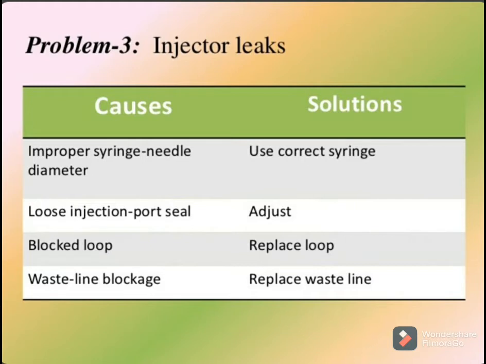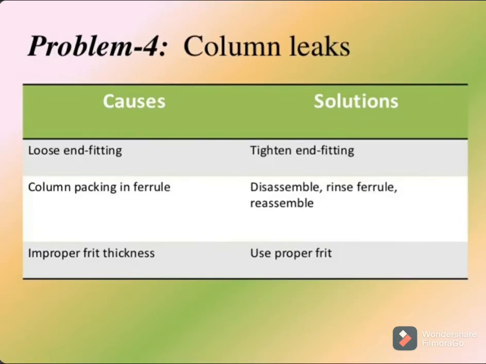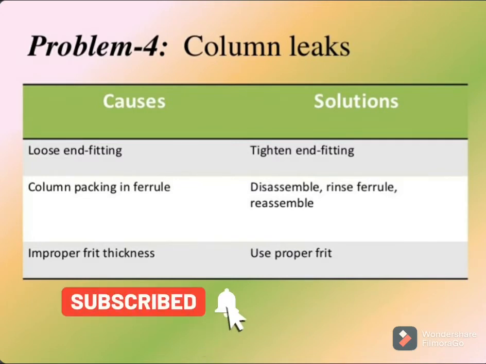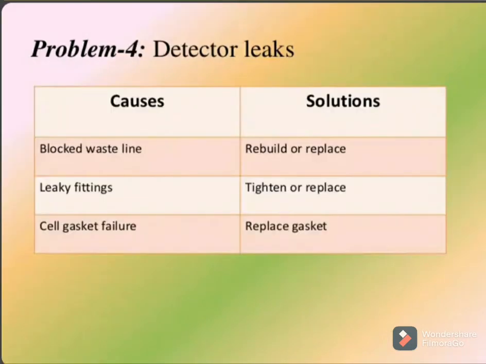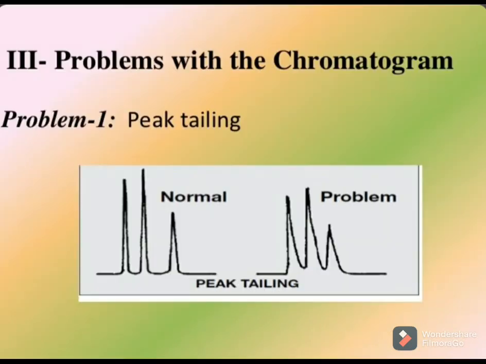Next is problem 4, column leaks. What is the cause? Loose fitting. What is the solution? Tighten the fitting. Column packing in the ferrule: disassemble, rinse the ferrule, reassemble. Improper fitting thickness: use the proper fitting. Next is detector leaks. What is the cause when we are facing a blocked line? Rebuild or replace the blocked line. Leaking fitting: tighten or replace. Cell gasket failure: replace the gasket. These are the problems we are facing in the detector.